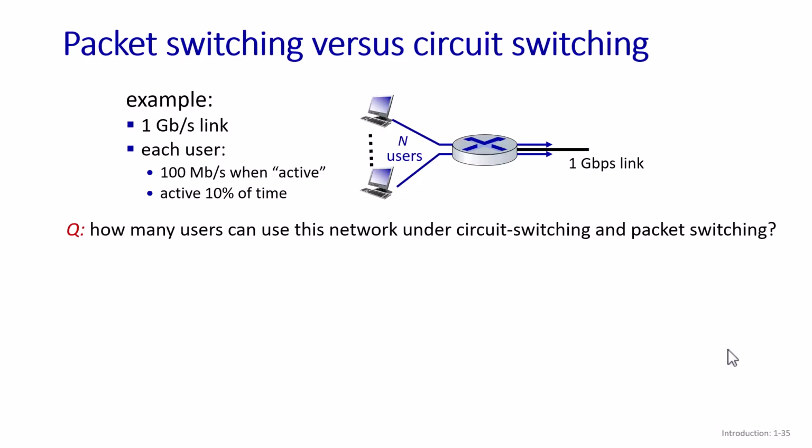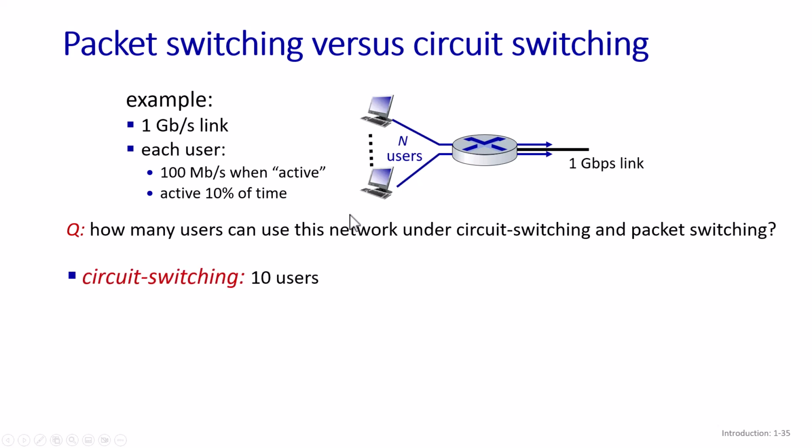Let's take a look at packet switching versus circuit switching. Here's an example. We have end users connected to one router, and then we have an outgoing link that has a capacity of 1 gigabit per second. Each user has 100 megabits per second of data when active, and they are active only 10% of the time. So how many users can use this network under circuit switching and packet switching?